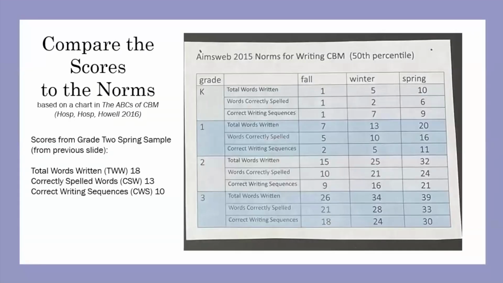Next, you want to compare the scores to the norms. So this is a little chart I made based on information from the ABCs of CBM by Hosp and Howell, and it is the Ames Web 2015 norms.